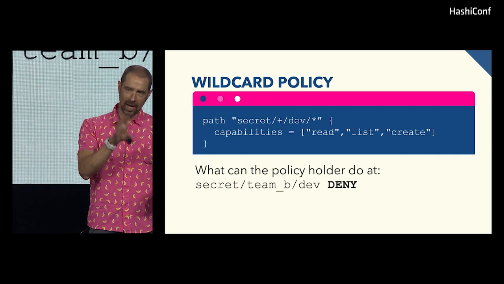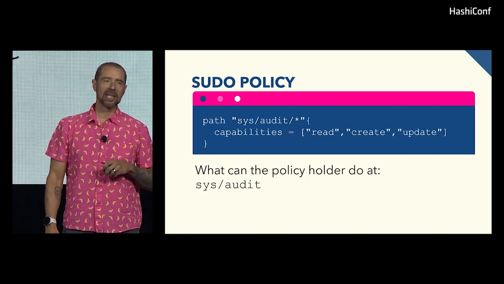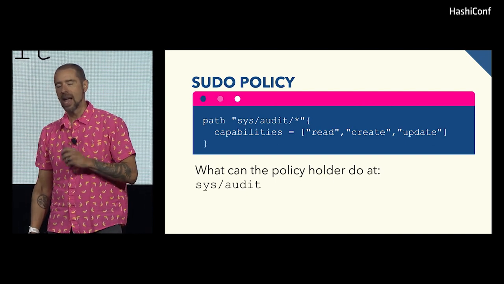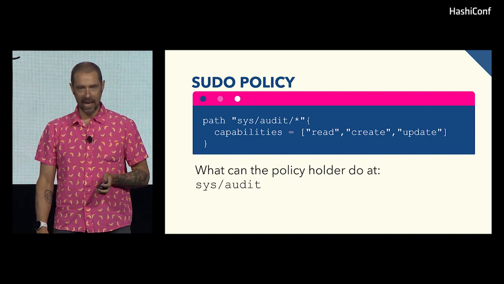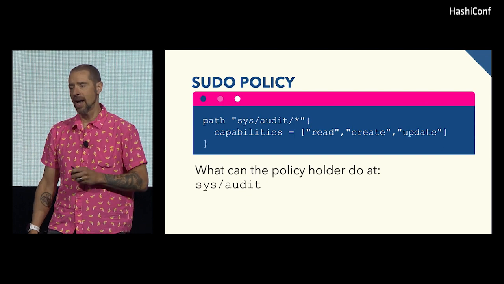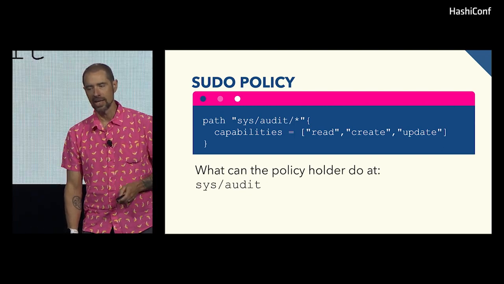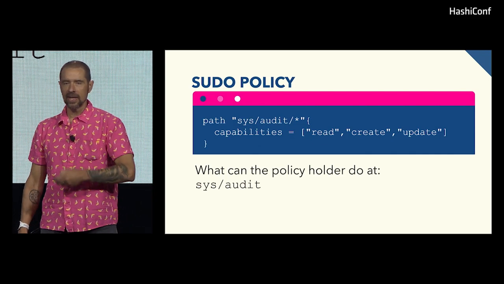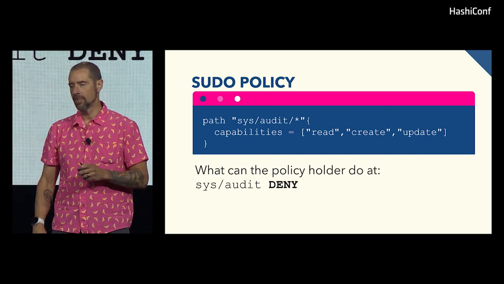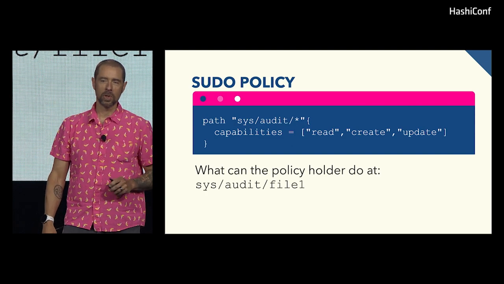So that's wildcard policies and simple policies, but we've got a little bit more than that, because there's a special kind of path that requires a special kind of permissions, and they're called root protected paths. sys/audit is just such a root protected path. So if I have this policy with the capabilities read, create, and update, you could probably figure out sys/audit denies. You have no permissions, right? It's before the slash star. But what about this? sys/audit/file1. What permissions would you expect to have there?